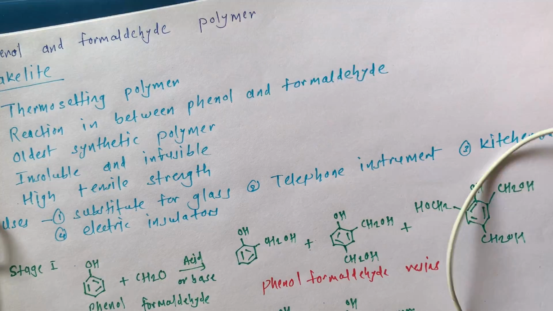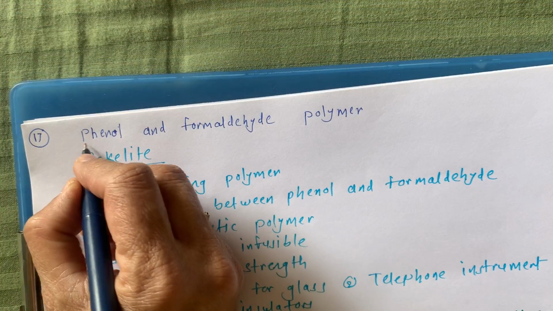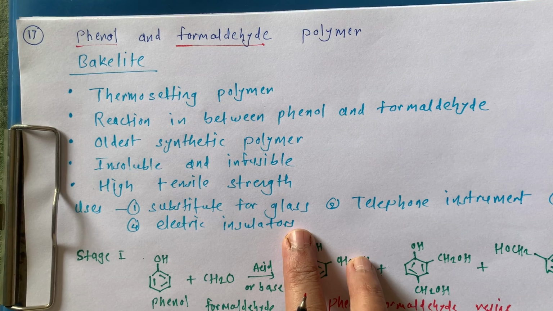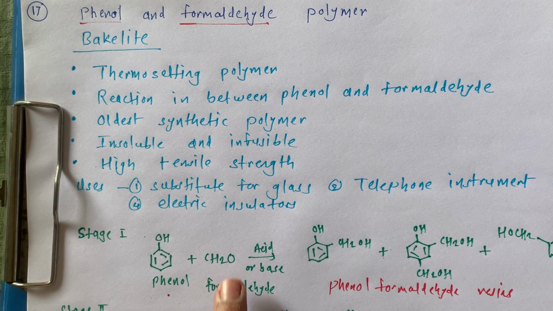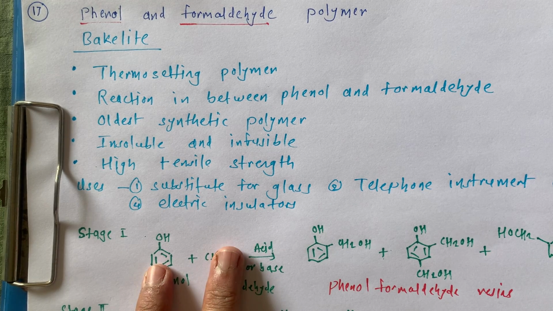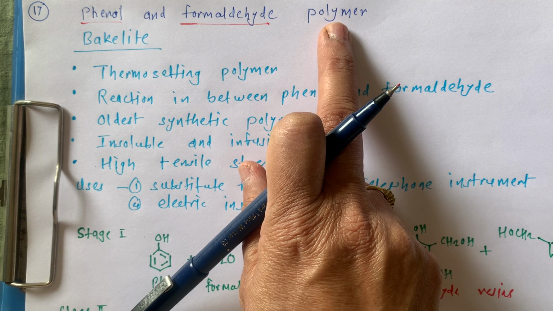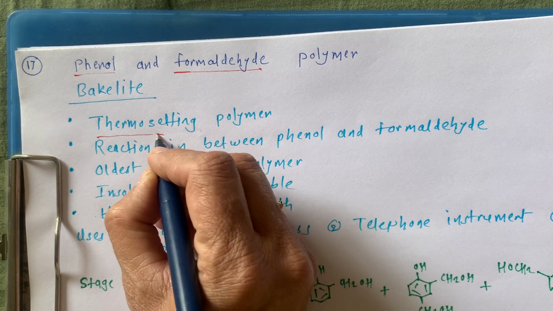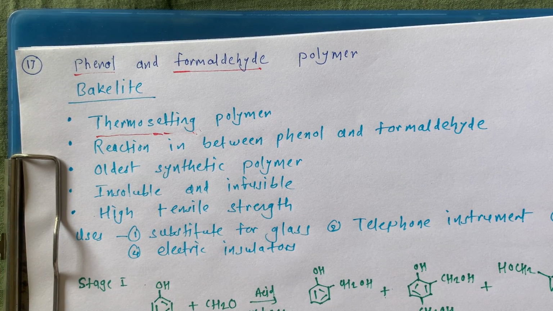Okay, now next is again a very important polymer, which is phenol formaldehyde polymer. This is our phenol and this is our formaldehyde. When they react with each other, such a type of polymer is going to form. What is this? This is nothing but a thermosetting polymer. The reaction between phenol and formaldehyde is going to happen.